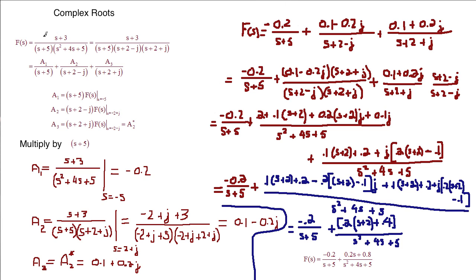So let's look at this function here, F of s, which is s plus 3 divided by s plus 5 times s squared plus 4s plus 5. Now we want to factor this part of the denominator to write all the factors out for the denominator. But this polynomial right here has complex roots. These complex roots are written here: s plus 2 minus j times s plus 2 plus j.